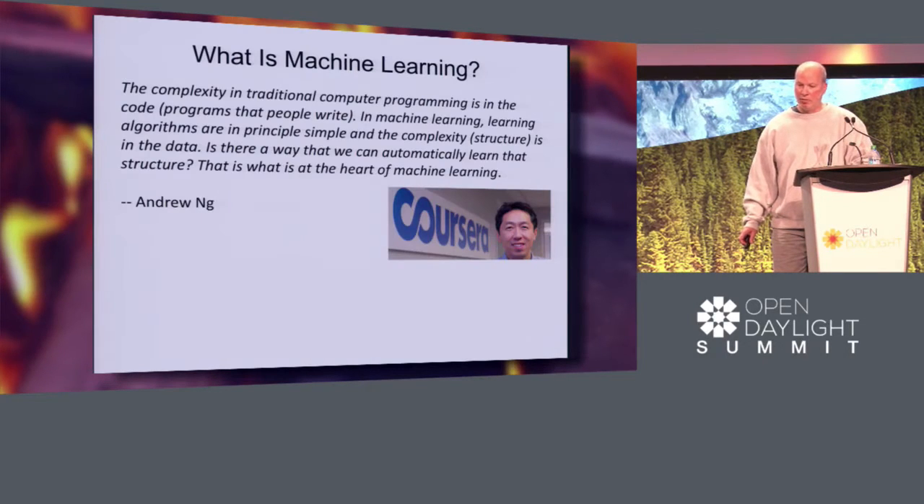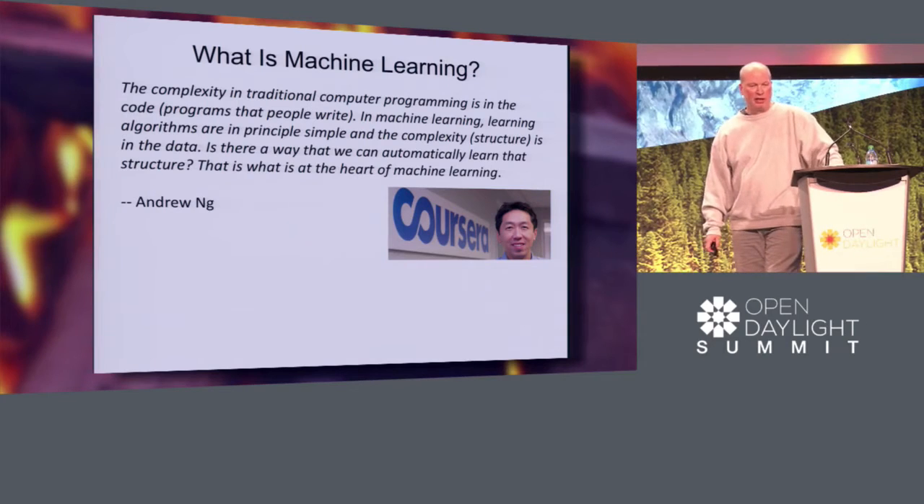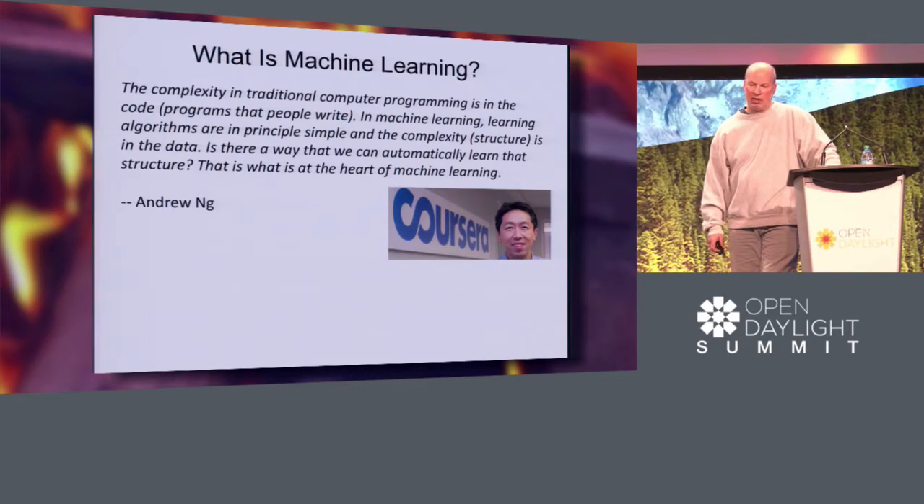So what is it? Well, this is Andrew Ng. Andrew Ng is a professor at Stanford. He was a co-founder of Coursera with Daphne Koller, founded the Google Brain Project, and is now chief scientist at Baidu, a big machine learning shop. Basically what he says is, when we write code, the complexity of the code we write is generally in the code. Here, the complexity is in the data, and the code is in principle simple, and I'll show you a little of this later.